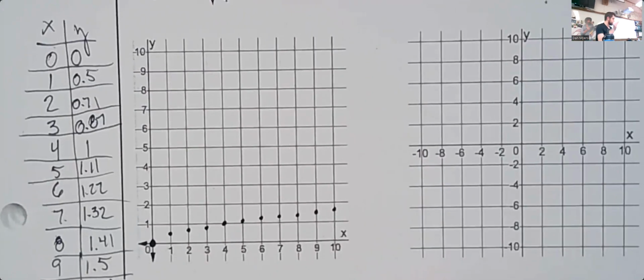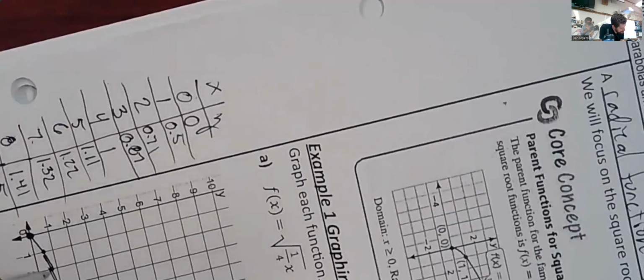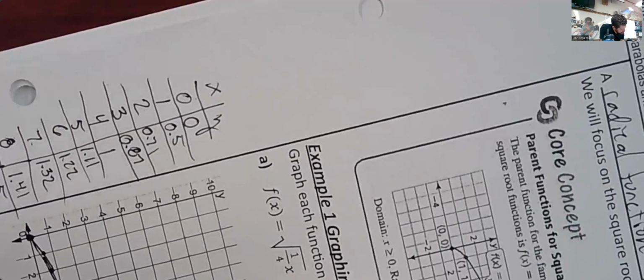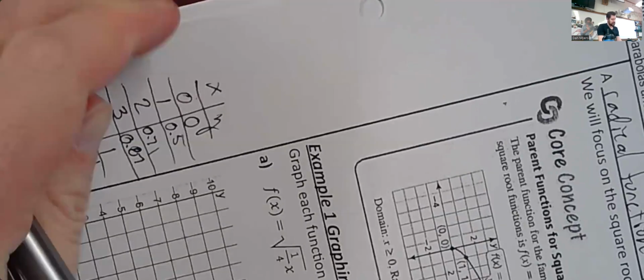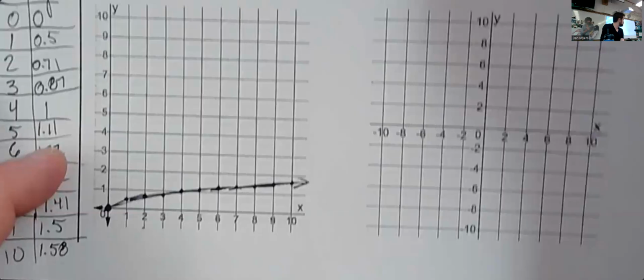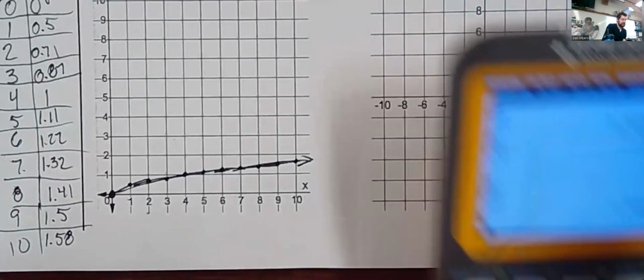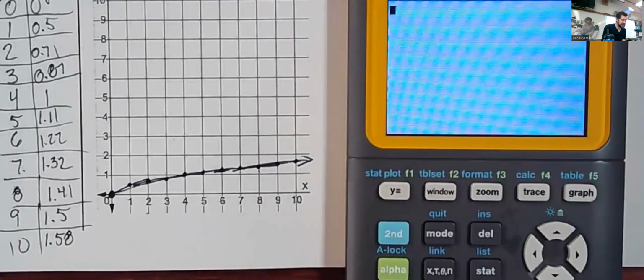That increase is like getting less and less as we go. So as we draw our square root graph, it's going to look about like that. These are not going to be perfect because, well, we're not calculators. So it can't quite look as perfect as the calculator is going to show it.